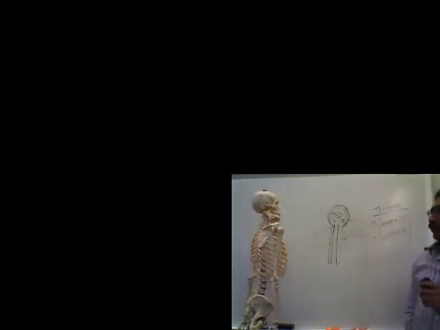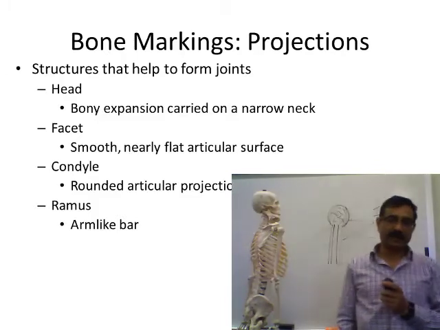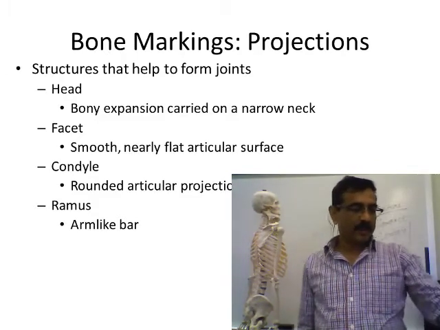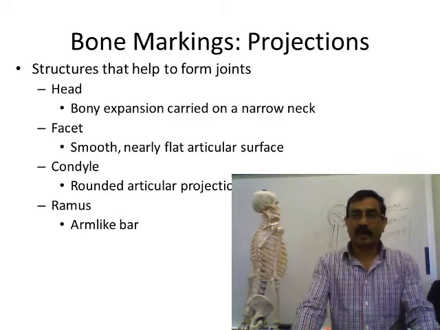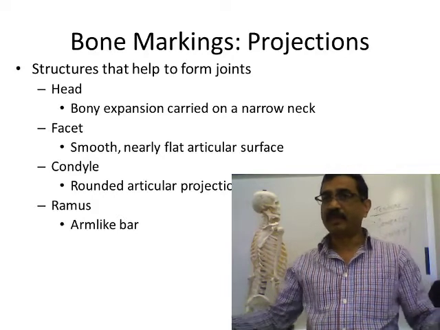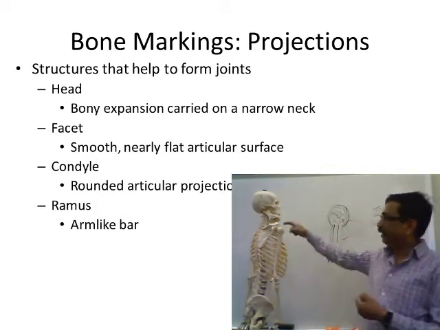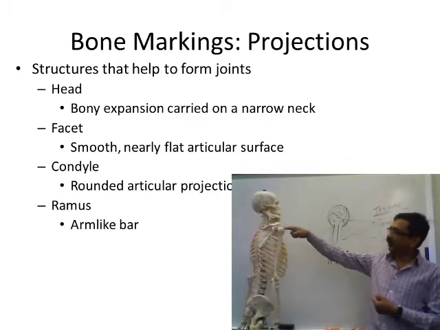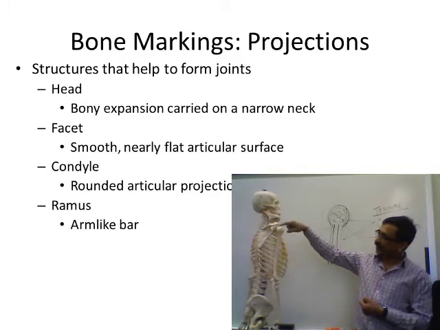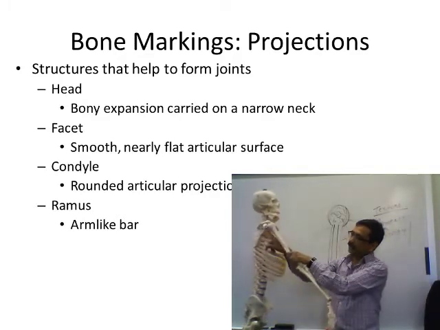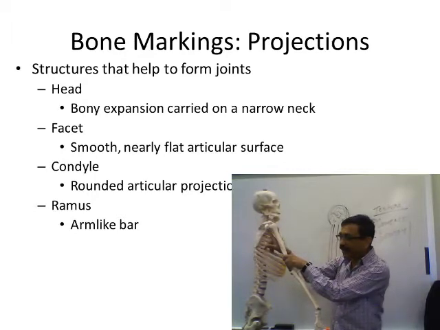Now the structures that help to form joints. In the bone you have some structures that help to form the joints, not for the attachment of muscles or ligaments, but to form the joints. So which structures form the joint? Head of the bone. This is the head of the humerus, and this part articulates with the scapula, the shoulder blade bone, and forms the shoulder joint, right?